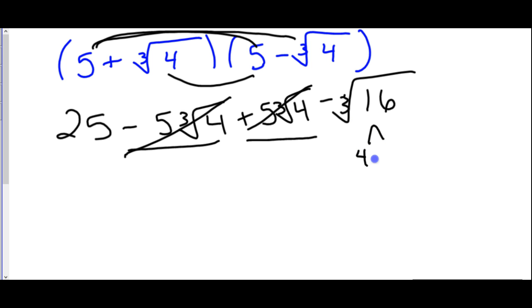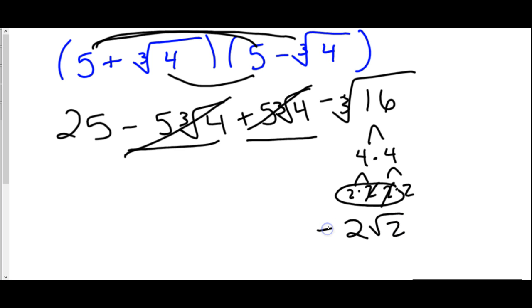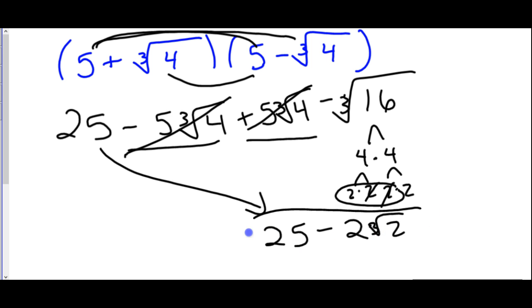16 is 4 times 4. 4 is 2 times 2. And we're looking for groups of 3. We get rid of everything except one of them. So we have minus 2 cube root 2. We still have the 25 in front. That is as simplified as we can go.